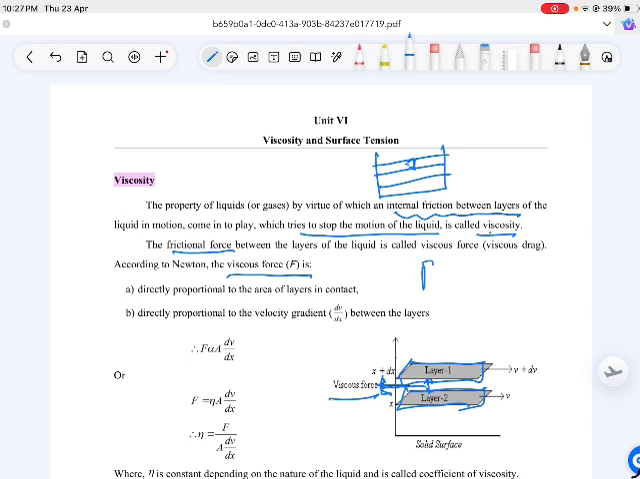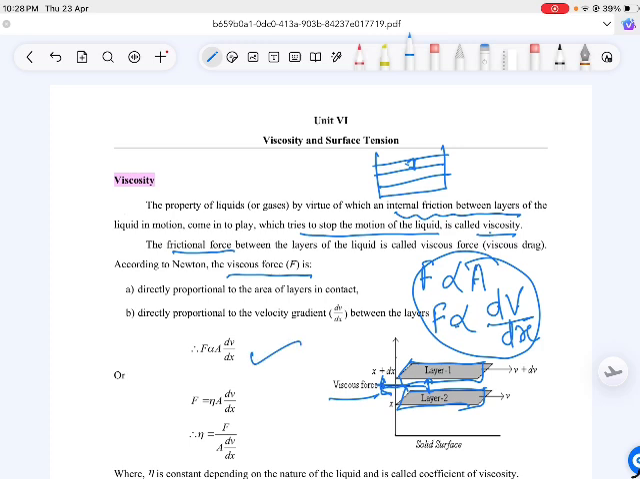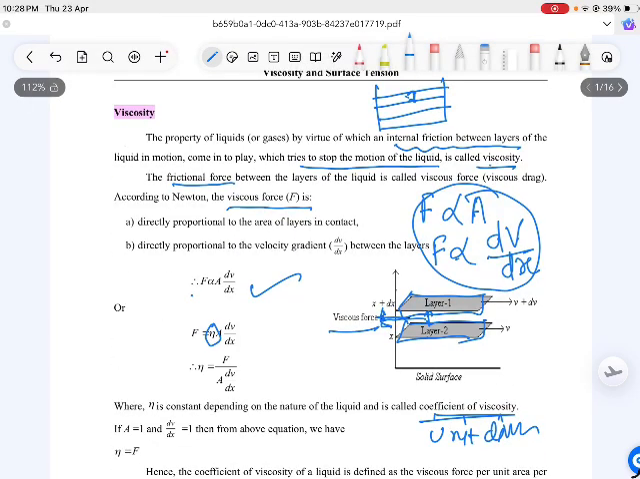This viscous force F, according to Newton, is directly proportional to the area A. This viscous force F is also directly proportional to the velocity gradient. Velocity gradient means velocity upon the distance between the two layers, that is dV by dx. After combining these two, we can write F is proportional to A dV by dx. Removing the proportionality, there is a constant eta. This constant eta is called the coefficient of viscosity.